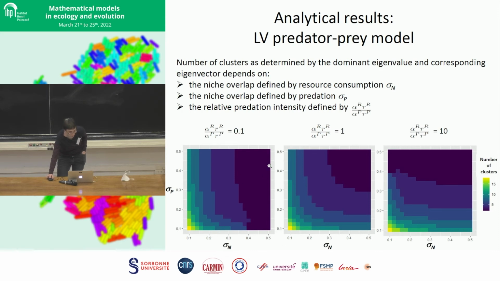When relative predation intensity is quite low, then it's more the niche width of the prey that determines the number of clusters. And as the niche width increases, you have fewer clusters than when it's low. And if you have a high predation intensity here, it's the opposite. It's mostly the niche width of the predators, whether they are more or less generalist, that is going to determine the number of clusters. Okay, at least from what we expect with these simplifications.